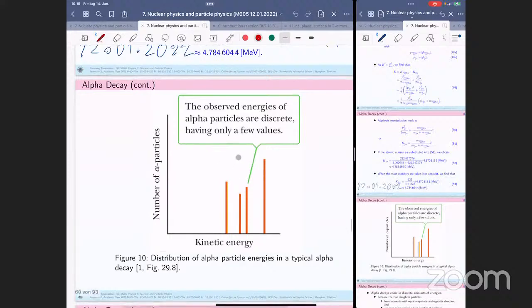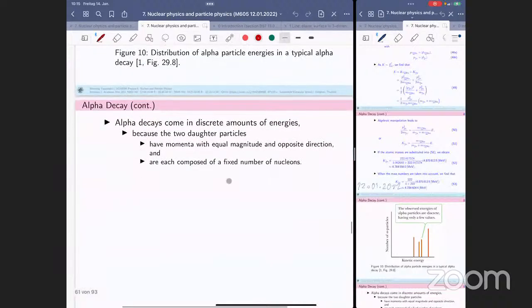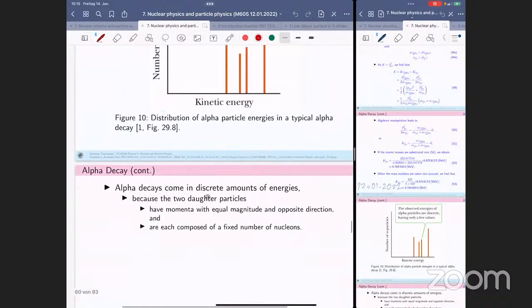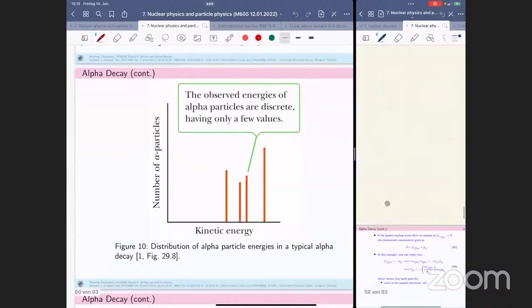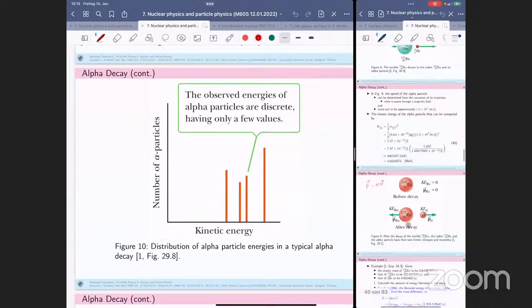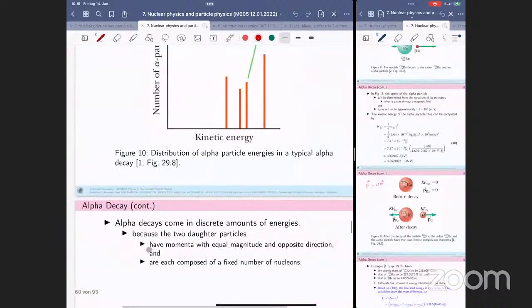It's a unique feature of alpha decay. Alpha decay comes in discrete amounts of energy because the two daughter particles, radon and the alpha particle, have momenta with equal magnitude. The absolute value of the momentum for both particles is the same, but the direction is different. That's why they are negative versions of each other.